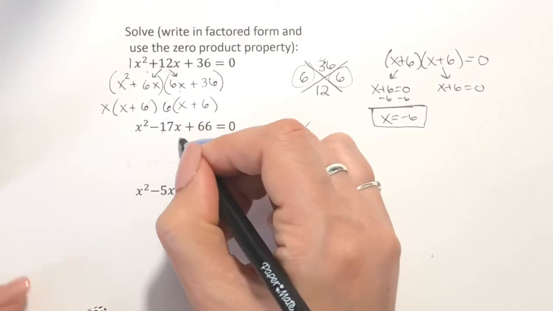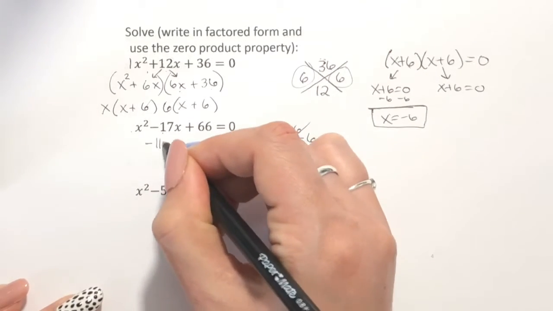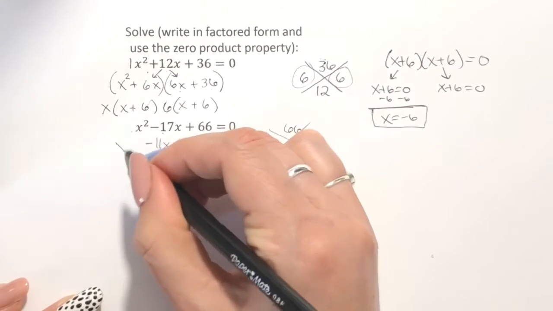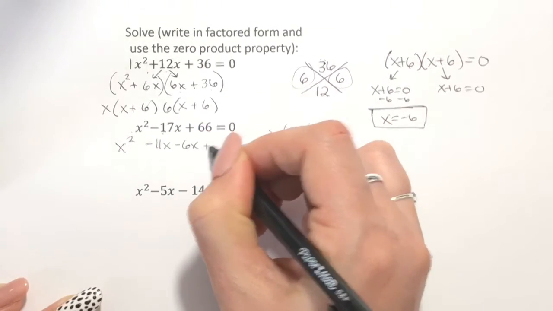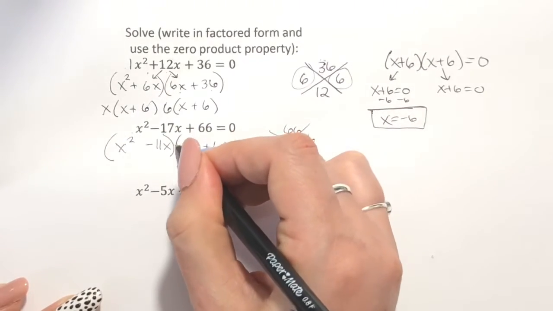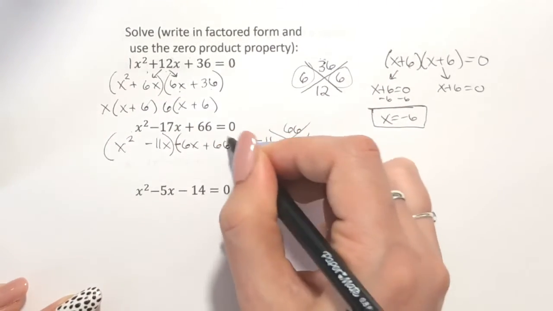So then we split up our negative 17 into a negative 11x and a negative 6x. Keep the x squared in the front and the 66 in the back. And then we're going to put them into our 2 groups. Make sure to bring the negative in with this one.